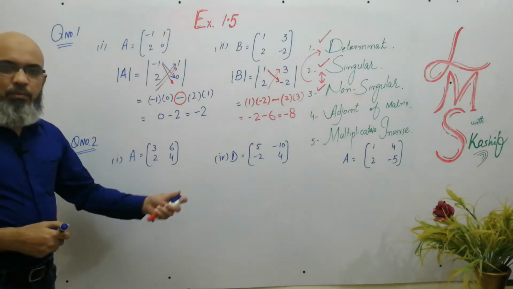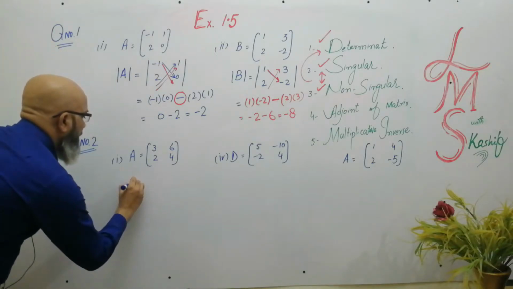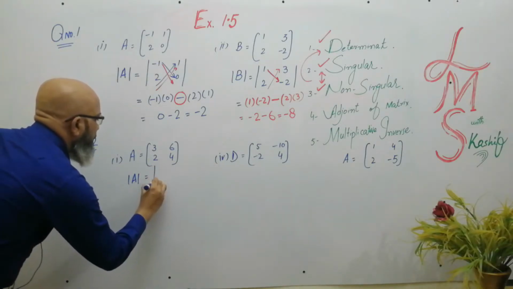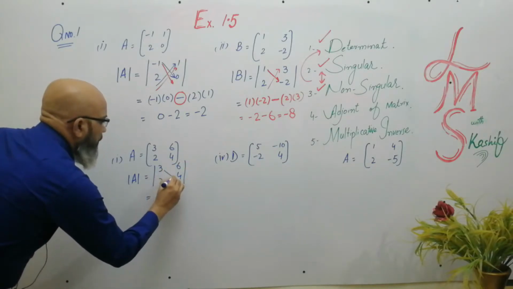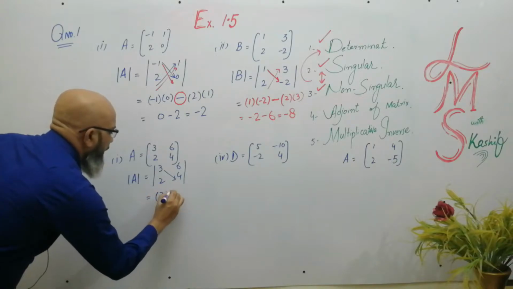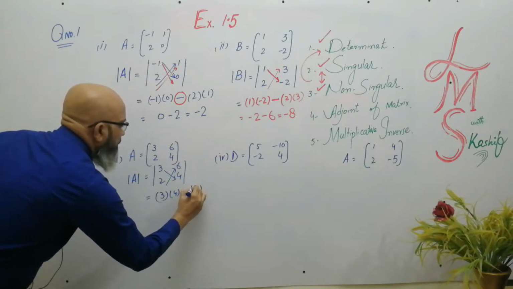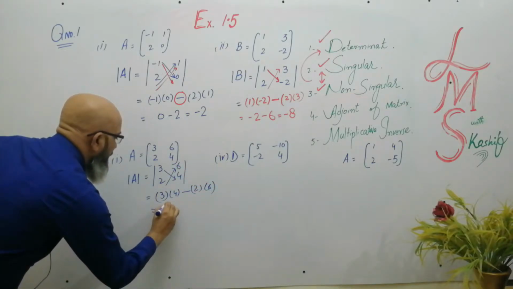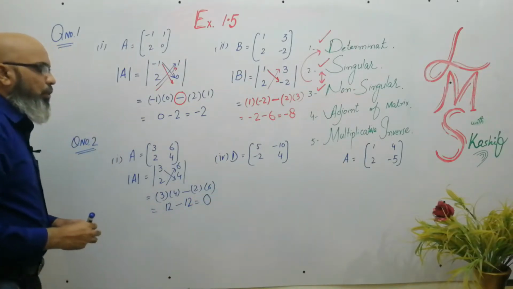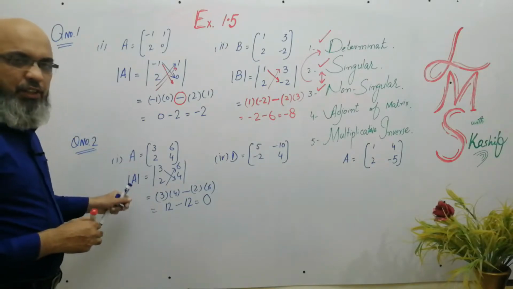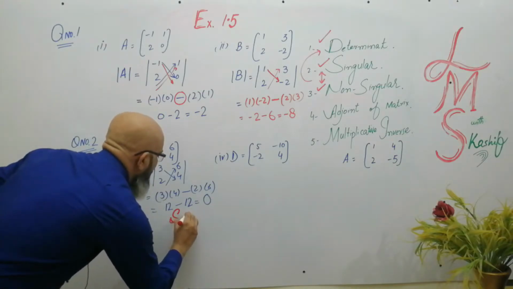So let's do these two more questions in the similar way. A determinant is equal to 3, 2, 6, 4. You will multiply in this way. 3 into 4 minus 2 into 6. 3 fours are 12, minus 6 twos are 12, that is equal to 0. 0 means which matrix is this one? This matrix is a singular matrix.